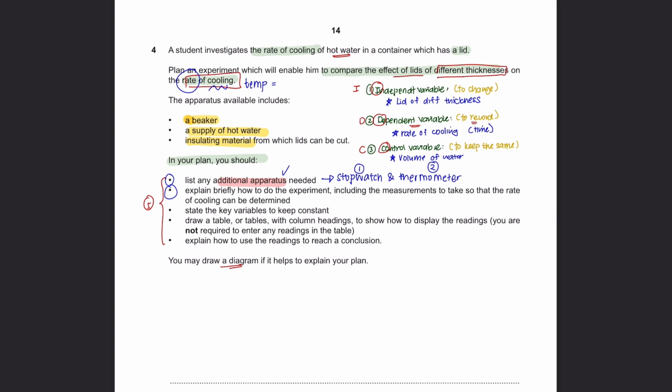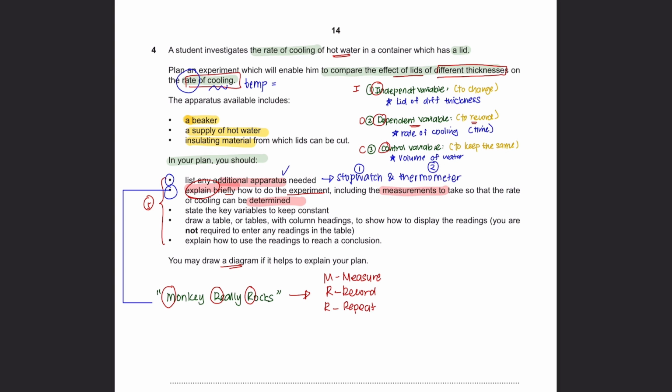Bullet point 2. Explain briefly how to do the experiment, including the measurements to take so that the rate of cooling can be determined. When you are asked to explain briefly how to do the experiment, please remember this. I have come up with a method called Monkey Really Rocks, MRR, which stands for Measure, Record, and Repeat. So when you are asked to explain how to do the experiment, make sure you include these 3 keywords.